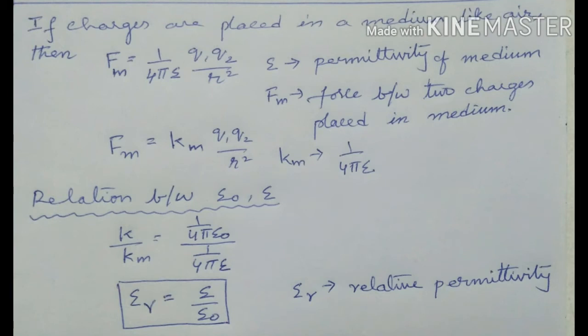We can bring a relation between epsilon and epsilon naught. If we divide K by Km, then we will get epsilon by epsilon naught. This ratio is called the relative permittivity, which is epsilon r.